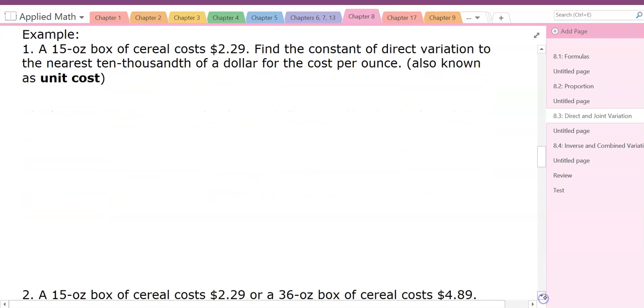So we've got that a 15-ounce box of cereal costs $2.29. We want to find the constant of direct variation to the nearest 10,000th of a dollar for the cost per ounce. So I want to know for this 15-ounce box of cereal, how much is it costing me per ounce? I'm going to use that formula k equals y over x.